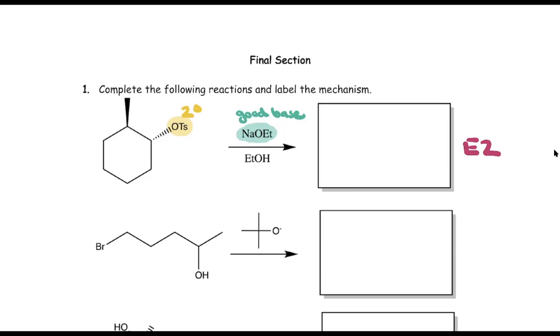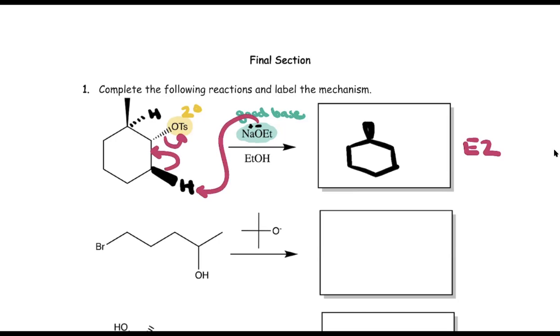Hofmann, very good. Because over here, I don't have an anti-periplanar hydrogen. Here I do. So I take my electrons, eliminate here, pluck off that OTs, and end up with this cyclohexene.